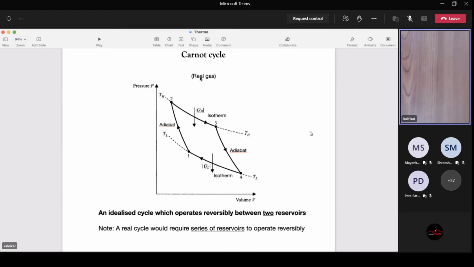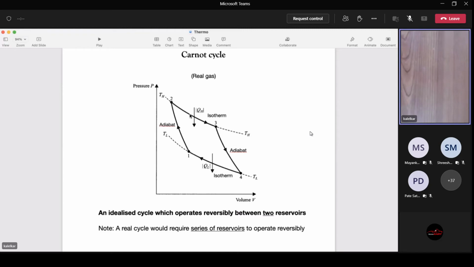Not the gas, I mean here the, okay, gas, because this Carnot cycle is drawn for a real gas, the shape that you typically expect for a real gas. So let's say the working substance is a real gas. We're going to compress it adiabatically till the temperature of the gas rises to the temperature of the high temperature reservoir at point 2.